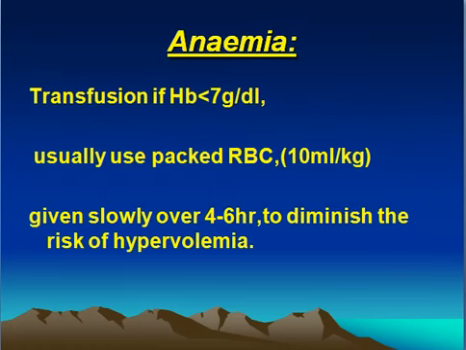Anemia. Anemia, as mentioned, could be dilutional or as a result of hemolysis and can be treated by blood transfusion if the Hb is less than 7 gram per deciliter. We usually use packed RBC 10 ml per kg given slowly over 4 to 6 hours to diminish the risk of hypervolemia.